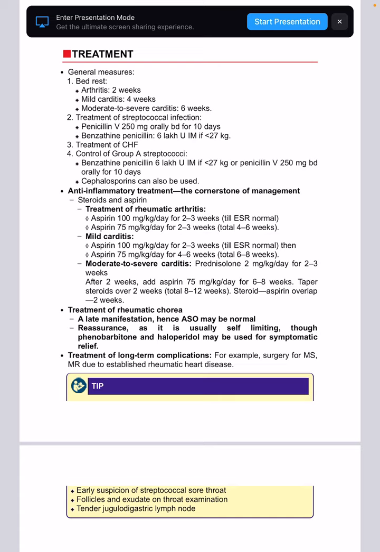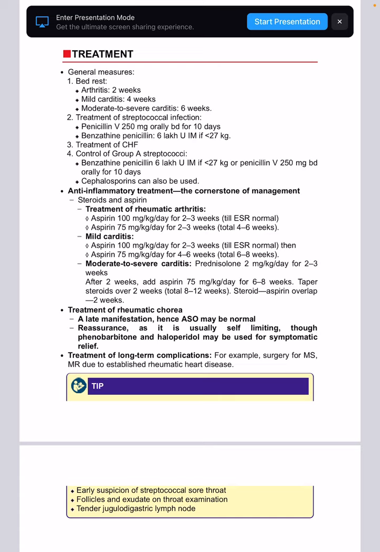Mild carditis: you'll have to give aspirin 100 mg per kg for 2 to 3 weeks till ESR is normal, and then aspirin 75 mg per kg for 4 to 6 weeks, total 6 to 8 weeks. Understand? 100 mg first, then 75 mg per kg per day.